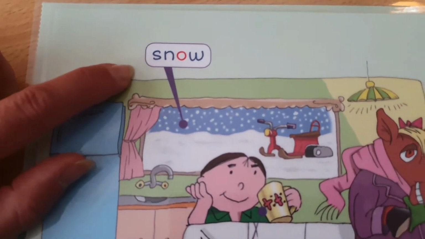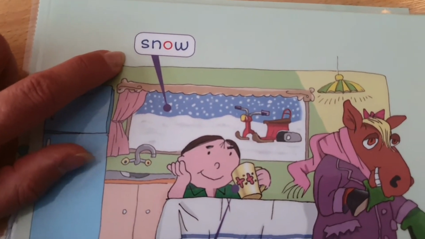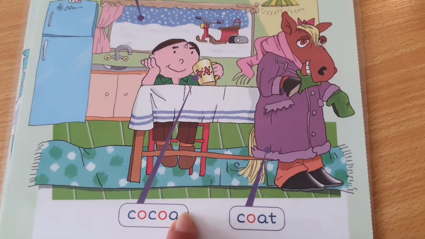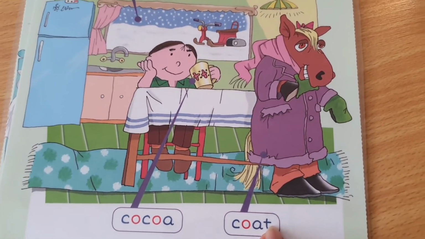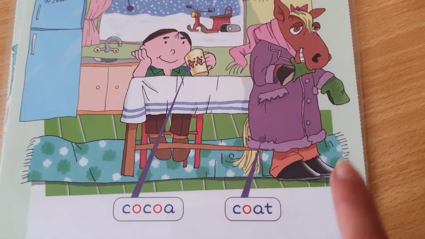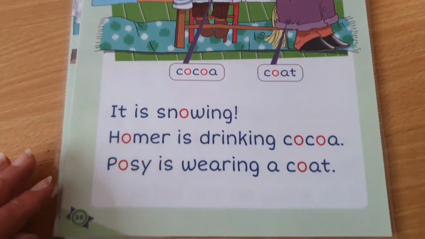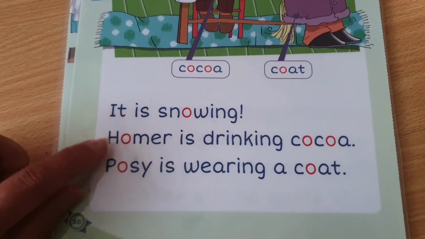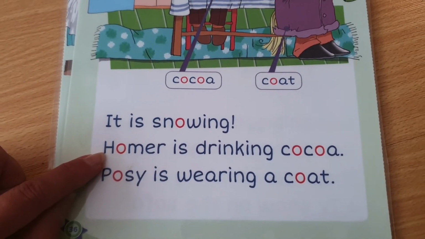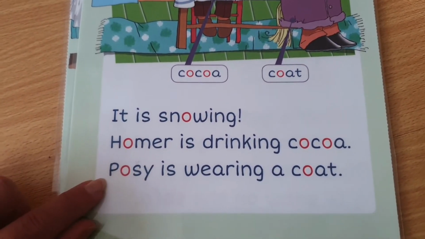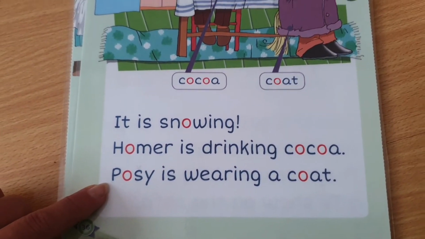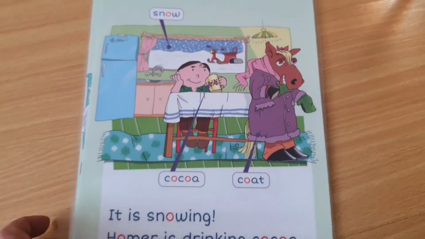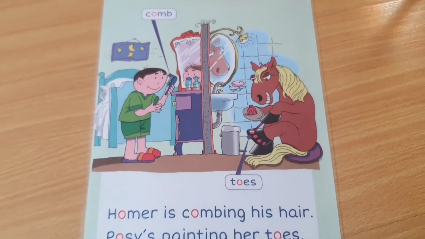So let's read. Snow. This is Snow. And cocoa. Oh, hot chocolate. I love cocoa. And Posy is wearing a coat. All right, let's read it. It is snowing. Homer is drinking cocoa. Posy is wearing a coat. See, he's drinking cocoa and she's wearing a coat. Very good. One more. Here we go.